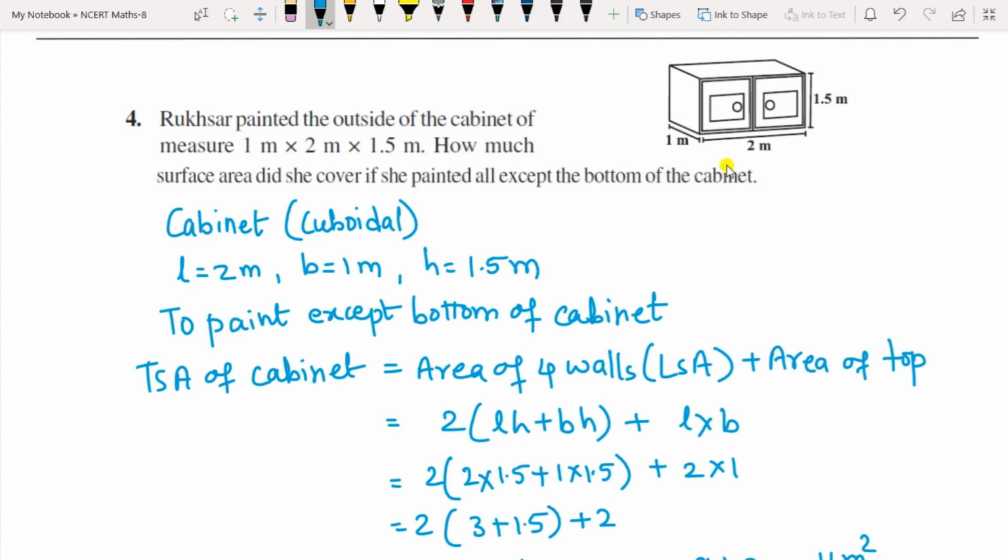Now she doesn't want to color the bottom, only the floor surface and the top. So to paint everything except the bottom of the cabinet, take the total surface area of the cabinet as equal to the area of 4 walls plus the area of the top. The area of 4 walls is 2(LH + BH) and the area of the top is L into B, since it is a rectangle. Now substitute the values and solve it.